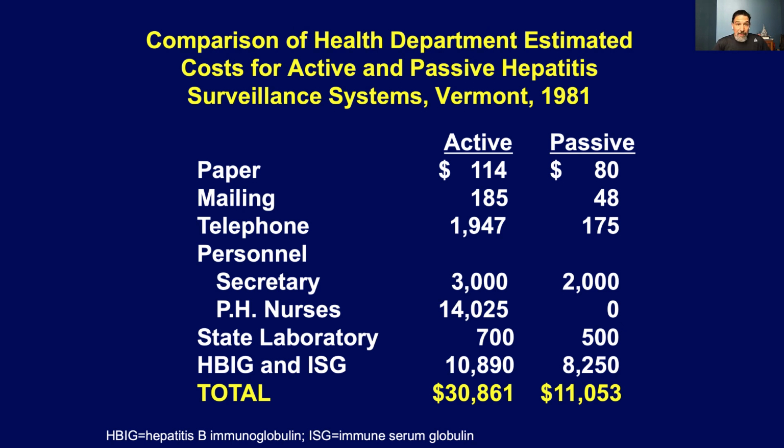But as you might also guess, the cost of active surveillance is much more than passive surveillance, because you do need more dedicated staff to actually do that work of going out and doing the case finding. And it is mostly an added cost of staff. This same study compared the cost of active versus passive surveillance here, and it was about 3 times as much.